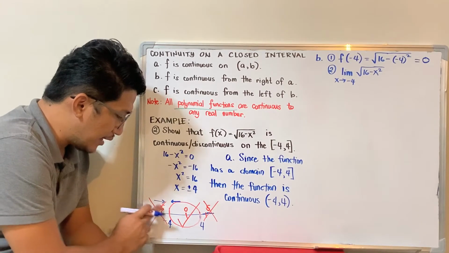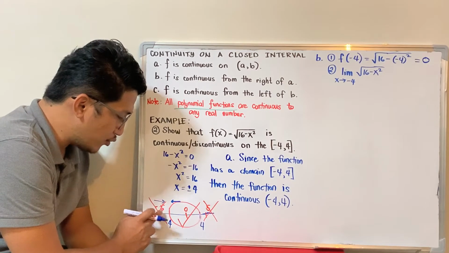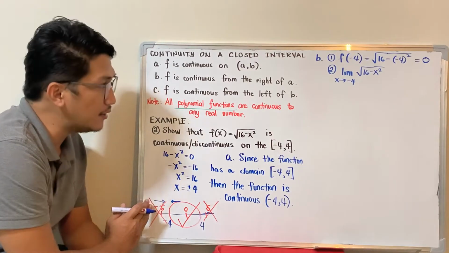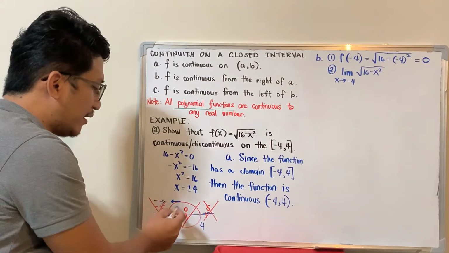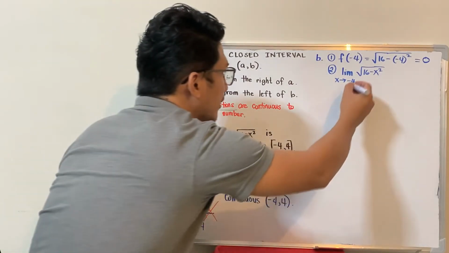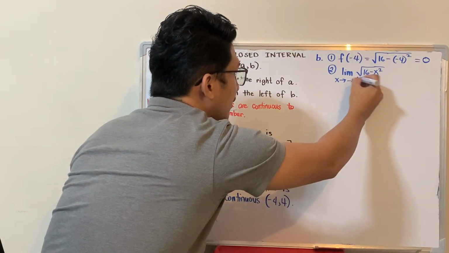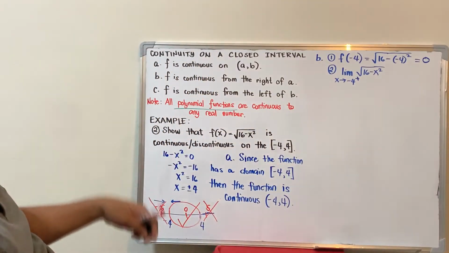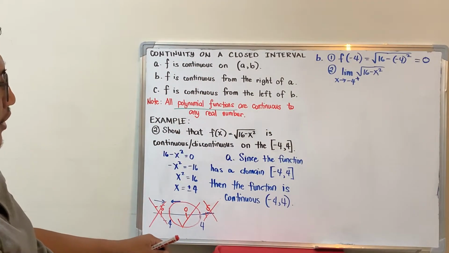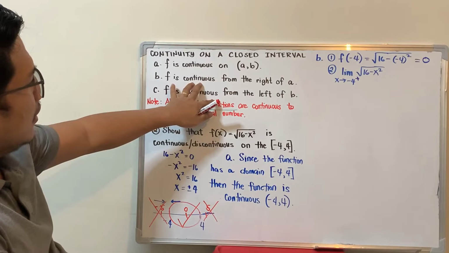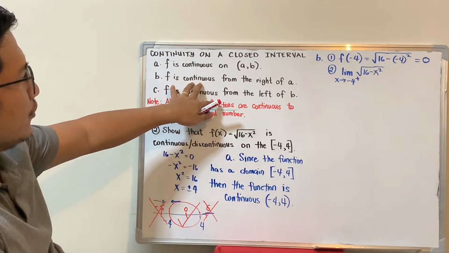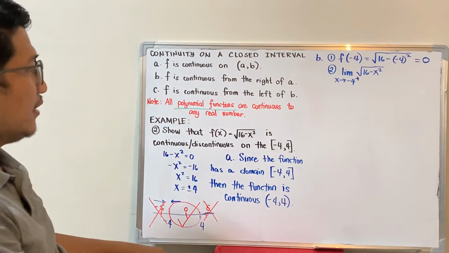Dili pwede nga magbutang ta diri og approaching negative 4 from the left. So, sa atong symbol, it's necessary nga butangan nato og negative 4 from the right. Okay? Important ni kini, especially if it is in the boundary. Mora man sa atong goal, we only have to show nga the function is continuous from the right of negative 4.